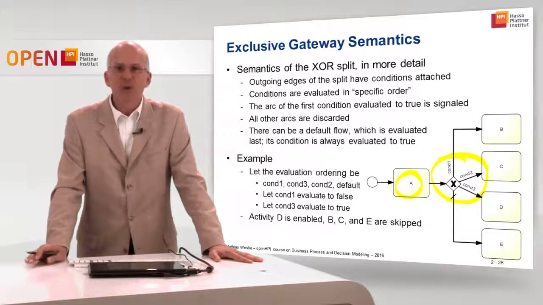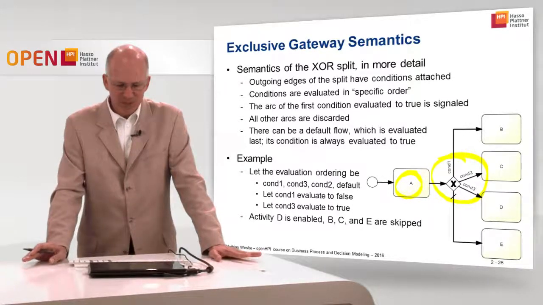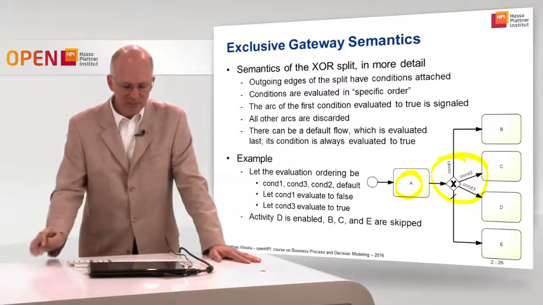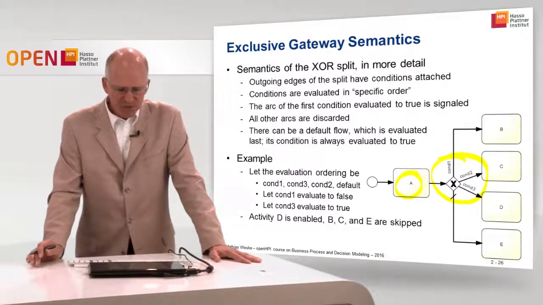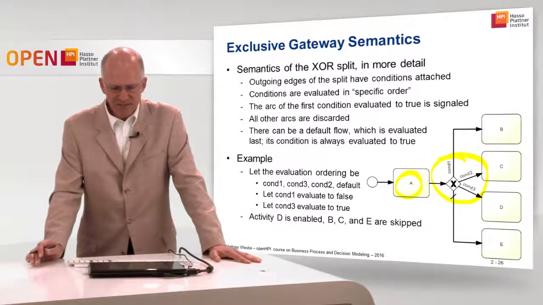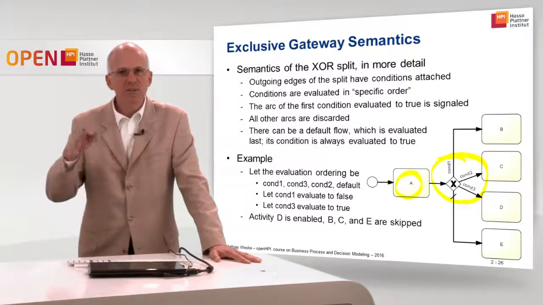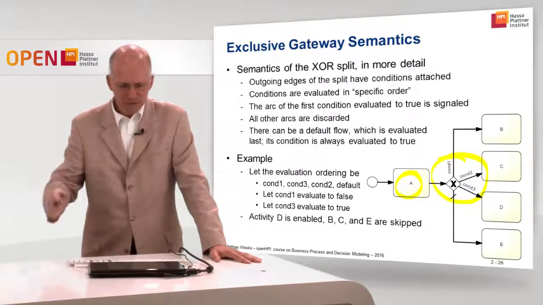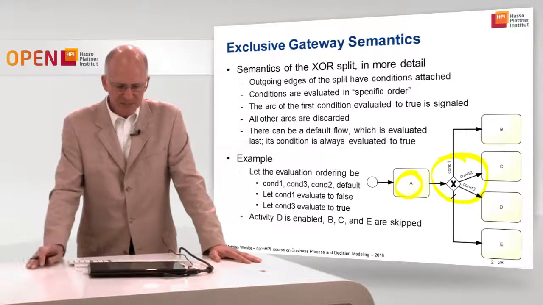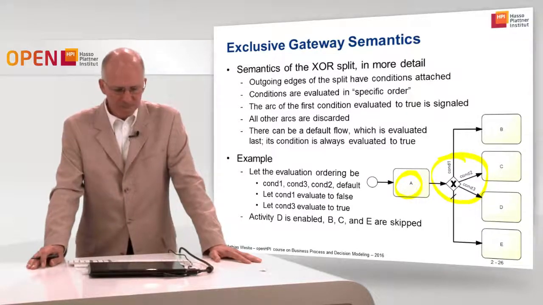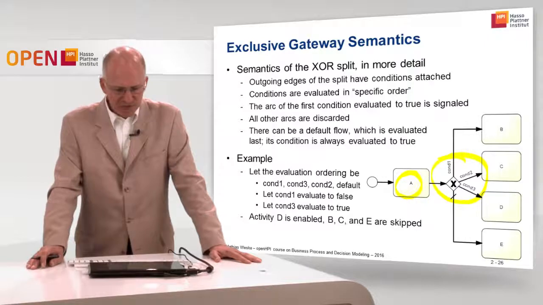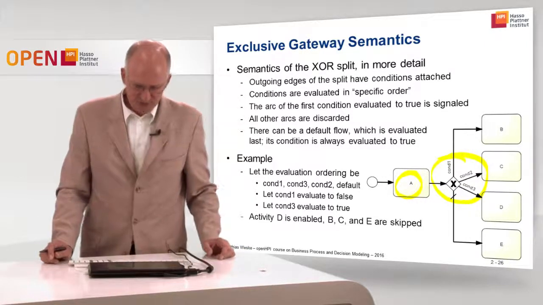So the default flow is always the last one being evaluated. Other than that, we have no information about the ordering in which these conditions are evaluated. The arc of the first condition evaluated to true is then signaled. So using the specific order, the first condition that evaluates to true will be chosen and the respective arc will be triggered. All other arcs will be discarded. There can be a default flow which is evaluated last, and its condition always evaluates to true.